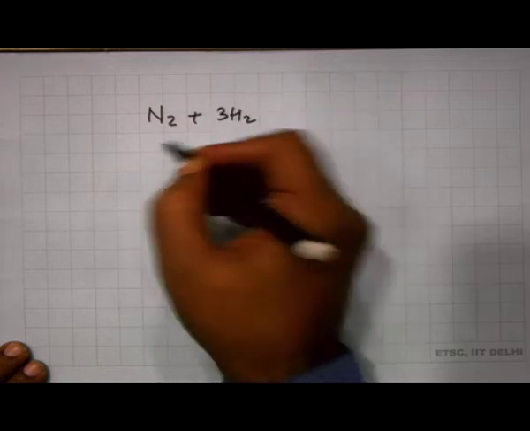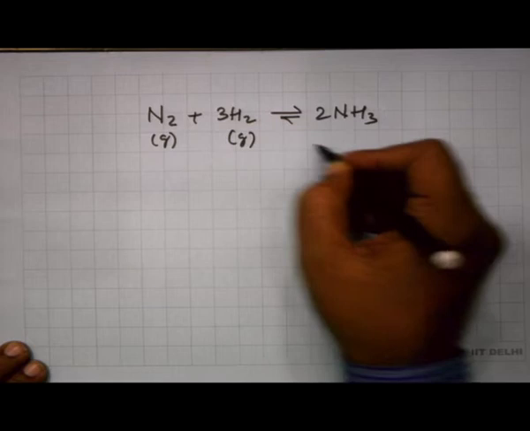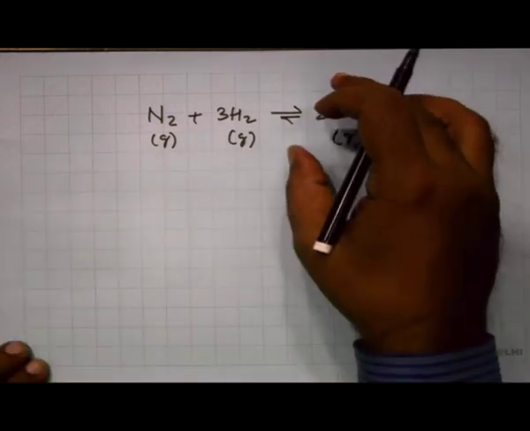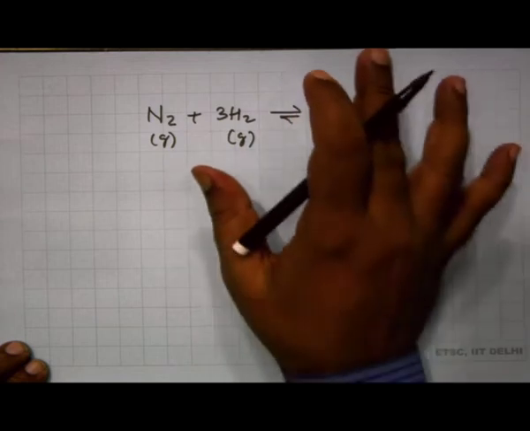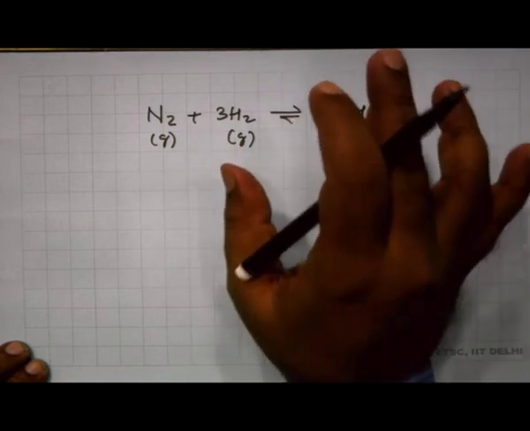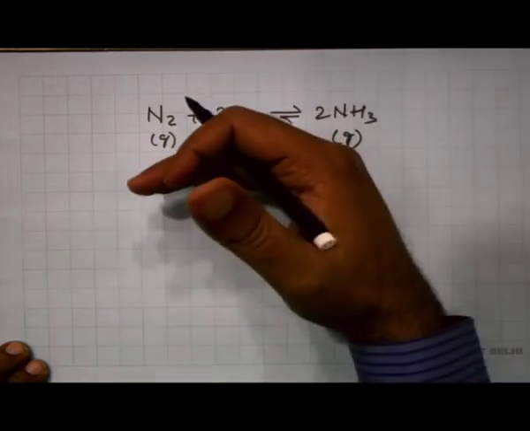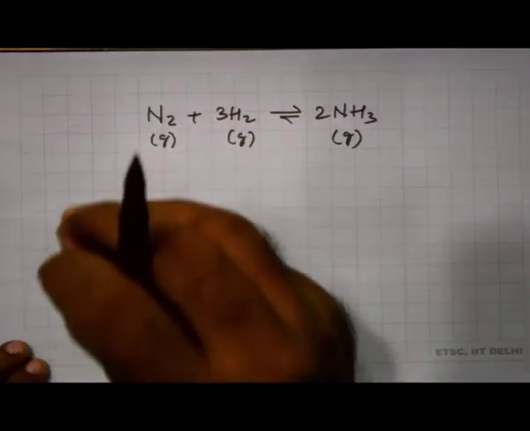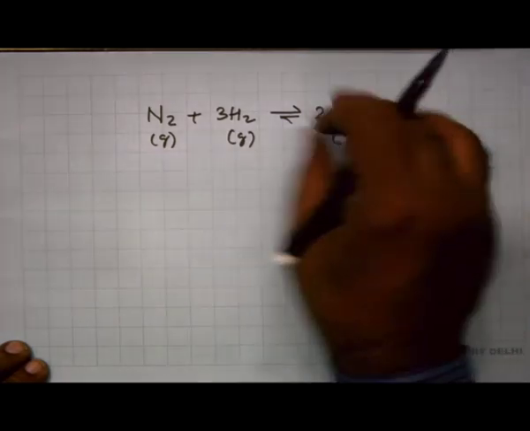Now, let us take this reaction N2 plus 3H2 giving you 2NH3 gas. All three are in gaseous form. Now, what Le Chatelier's principle tells you is that if suppose I remove ammonia from the vessel, the reaction will shift to the ammonia side, so as to minimize the effect of decrease in concentration. If I take N2 out, the reaction will shift towards the left hand side, where more N2 will be formed. If I put nitrogen gas inside the vessel, the reaction will shift towards the ammonia side, forward direction.